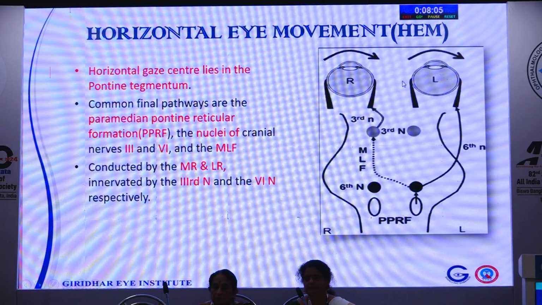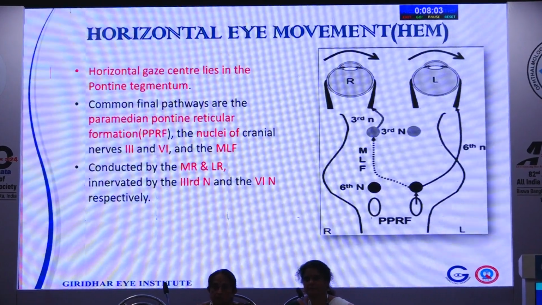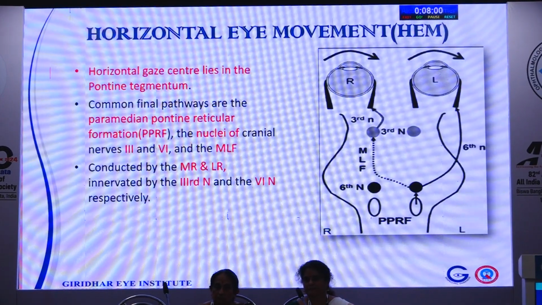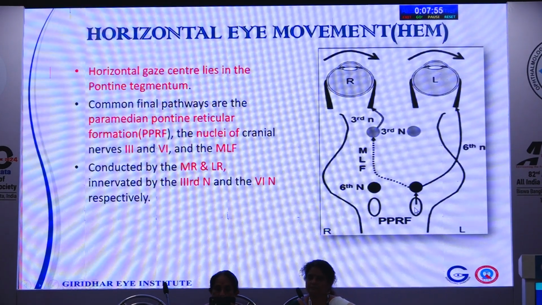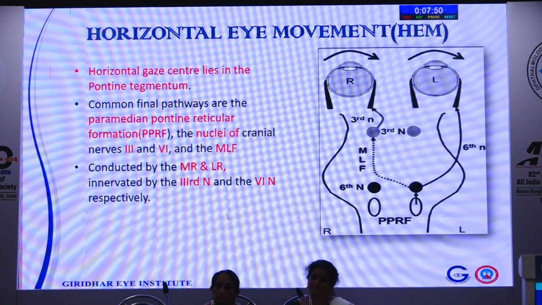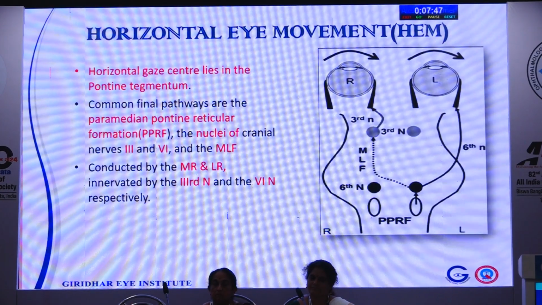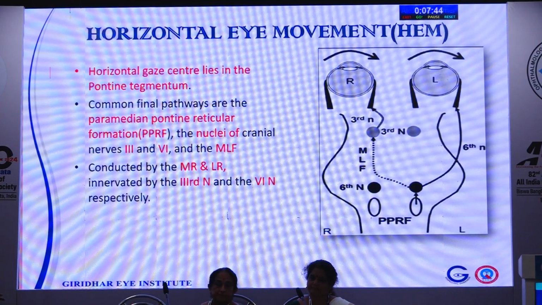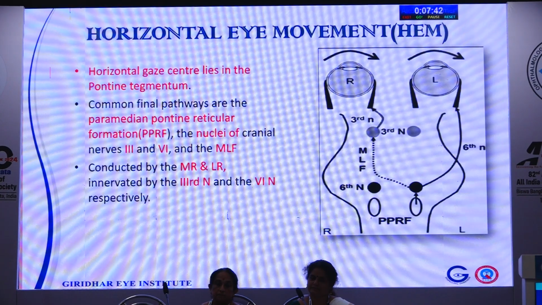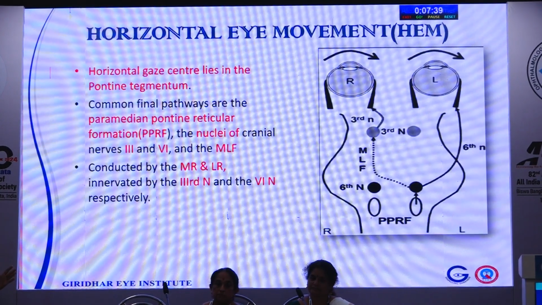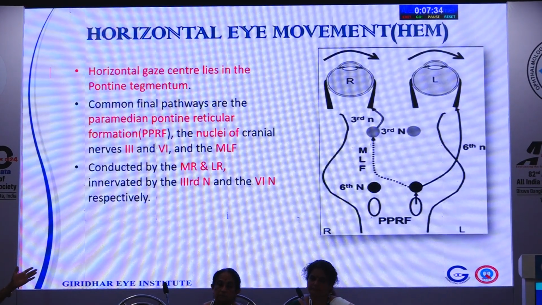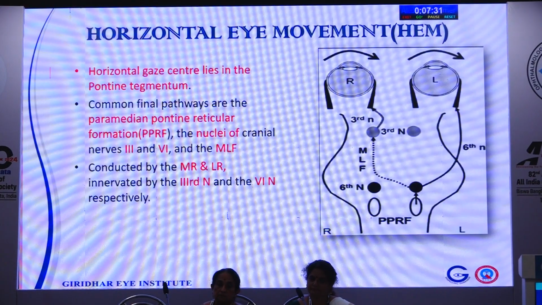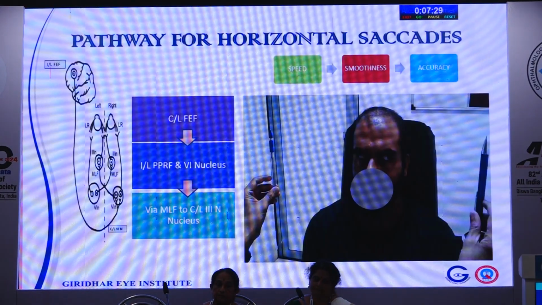So for horizontal eye movement, the important thing to remember is the center is in the pons, the pontine tegmentum. You have the PPRF, or paramedian pontine reticular formation, and the 6th nerve nucleus, and from there the command goes to the same-sided lateral rectus. The 6th nerve nucleus talks to the 3rd nerve via a channel known as the medial longitudinal fasciculus, and a conjugate movement is made. So the lateral rectus on one side and the contralateral medial rectus contract and you have a conjugate movement to one side. This is your horizontal gaze. Now how does this happen? For that, let's look at this video.